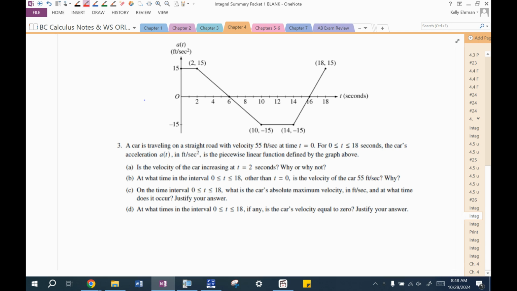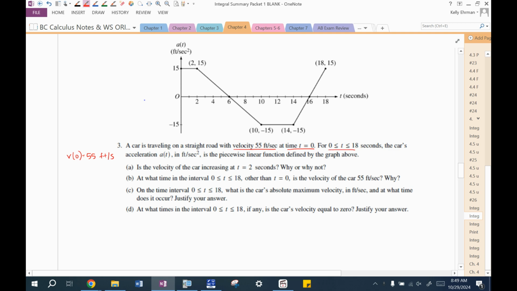All right, so looks like we have an acceleration graph with respect to time. A car is traveling on a straight road with a velocity of 55 feet per second at time 0. I like to list out what they're giving me here. So I know that v of 0 is equal to 55 feet per second. I just like to have that on my paper. I'll pay more attention to it if I wrote it down.